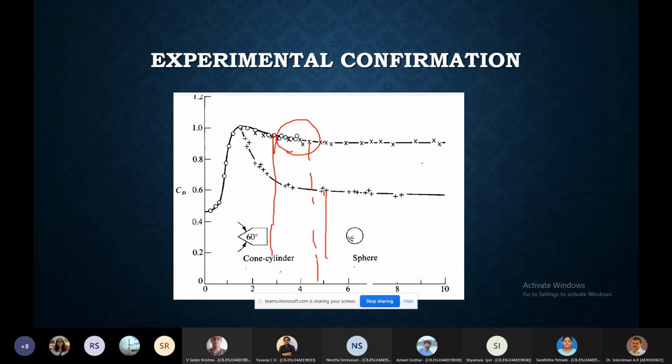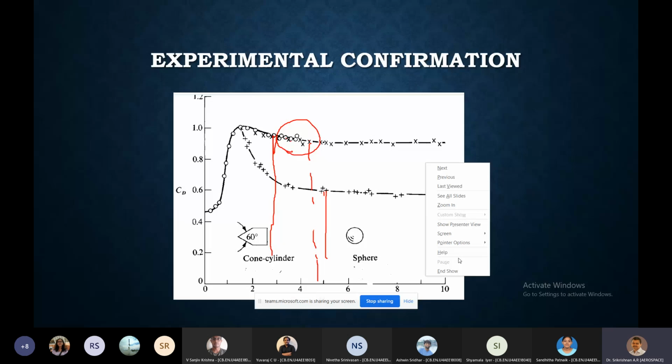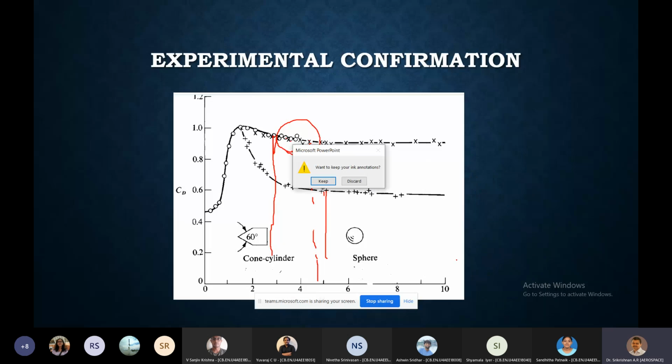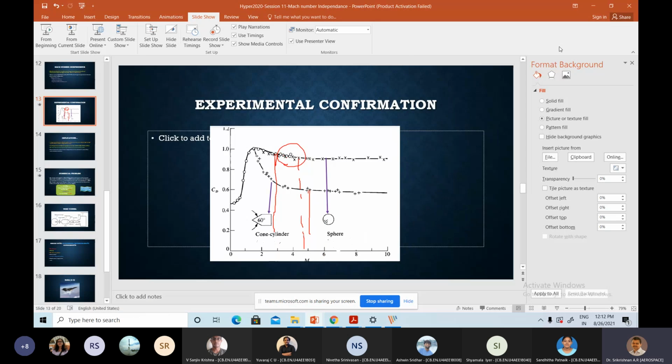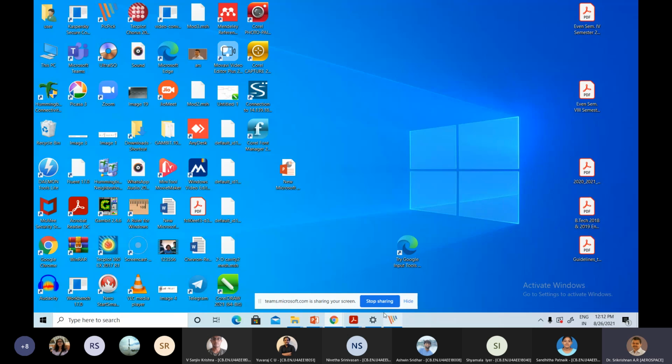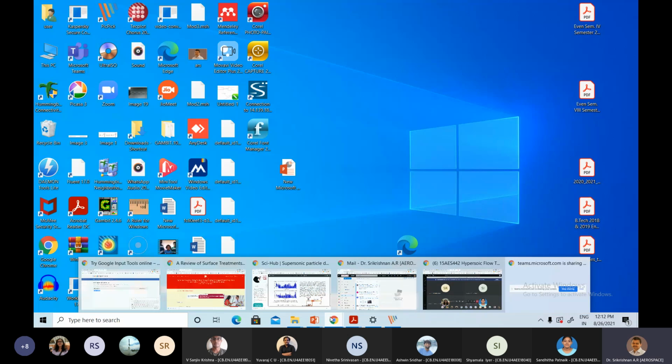So with that, we conclude the Mach number independence discussions, and we move on to the topic of similarity parameters and the pressure estimations based on similarity parameters in supersonic flow. I'll just open that.